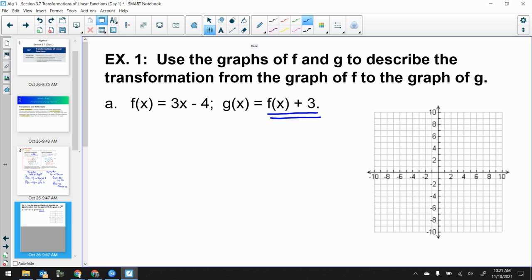Up 3. Is it inside or outside of the parentheses? Oh, you didn't? I said left 3. You sure? Are you sure? This is going to go up 3.